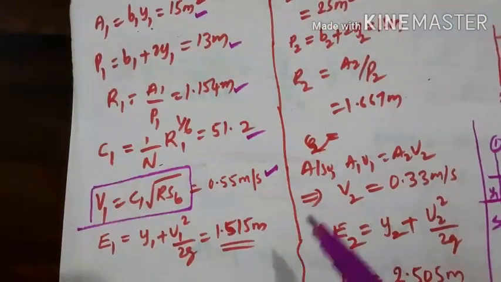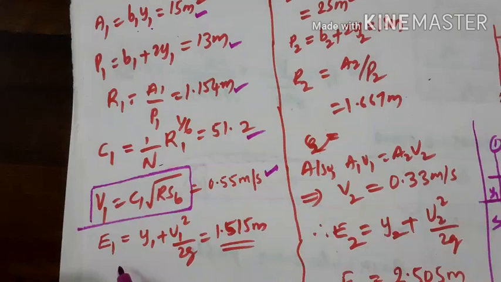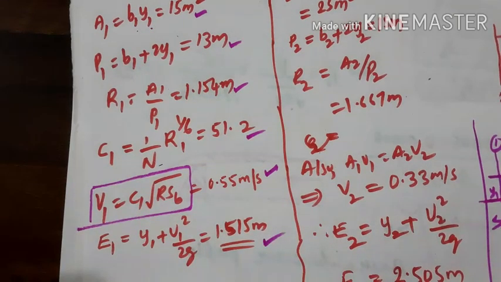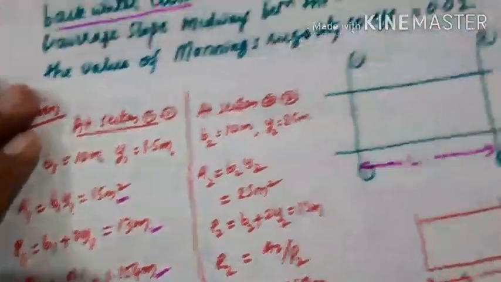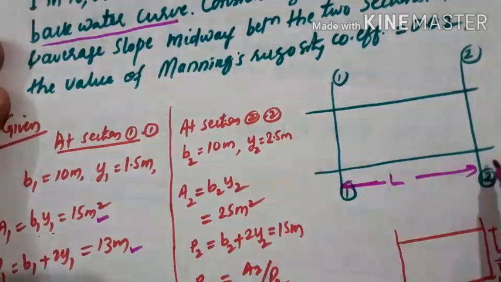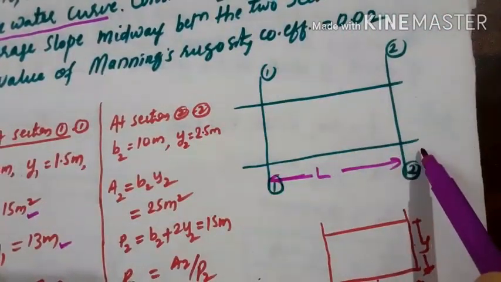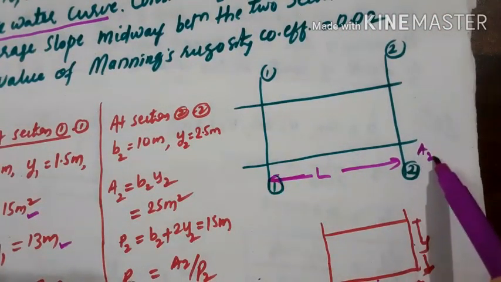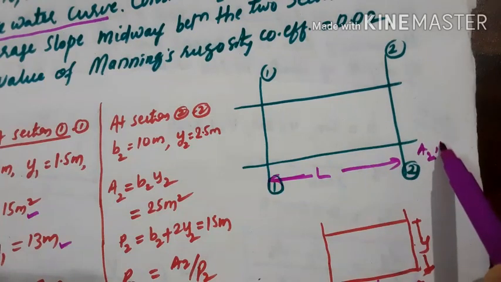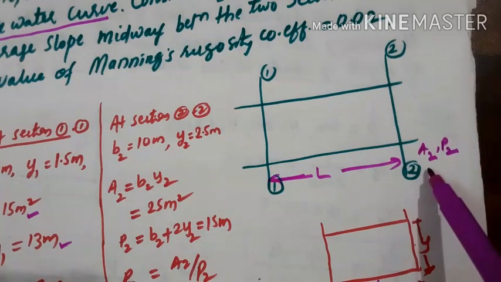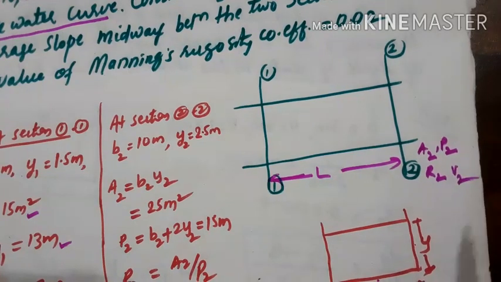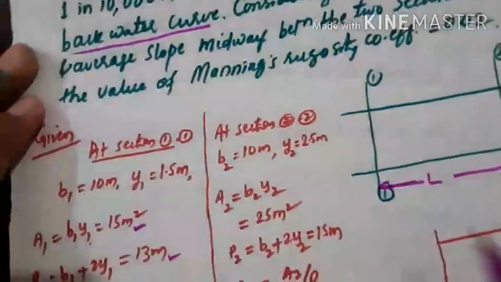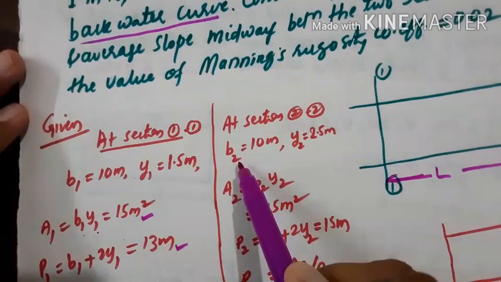Then the corresponding energy at 1 is y1 plus v1 square by 2g, this we get. This is for section 1-1. Similarly at section 2-2, you will have to calculate all: a2, then the wetted perimeter p2, hydraulic radius r2, and the velocity v2 also you have to calculate.